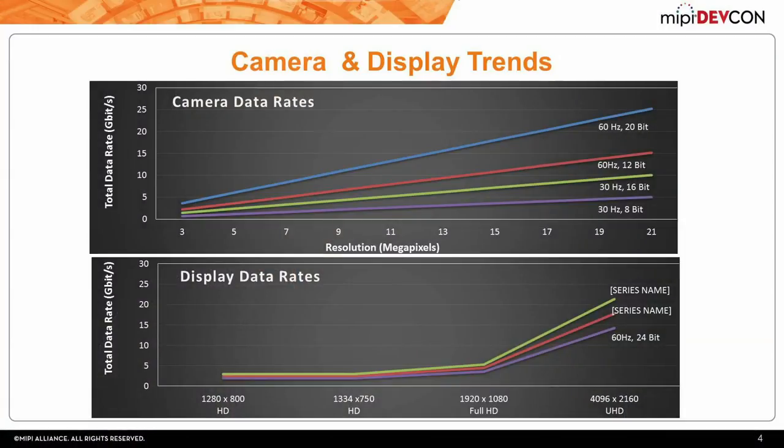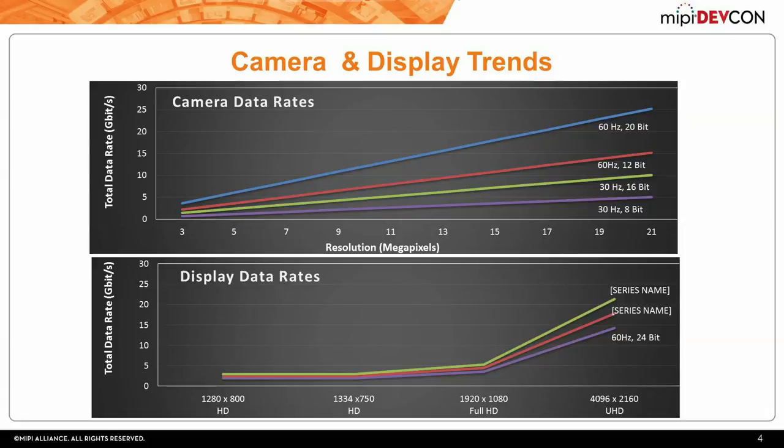Okay, so here's one look at camera data rates and display data rates. One thing that's important to note is, as the MIPI Alliance has been going, and you've been seeing these presentations, in the very, very beginning MIPI was really focused on phones. And phones have certain display requirements, and phones have certain camera requirements.